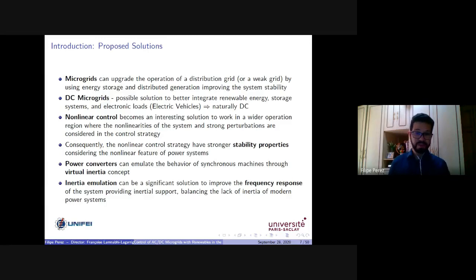Also, the power converters can emulate the behavior of a synchronous machine via the virtual inertia concept. So inertia emulation is a significant solution that can improve the frequency response of the system and provide inertial support. So we can deal with the imbalance of the system and the frequency response by using this proposition.